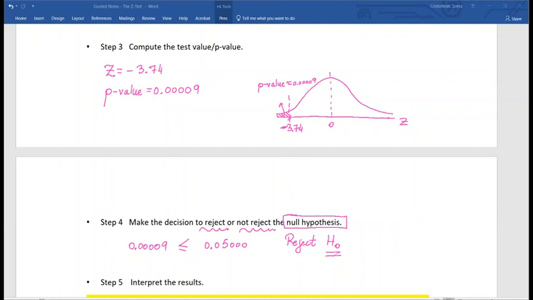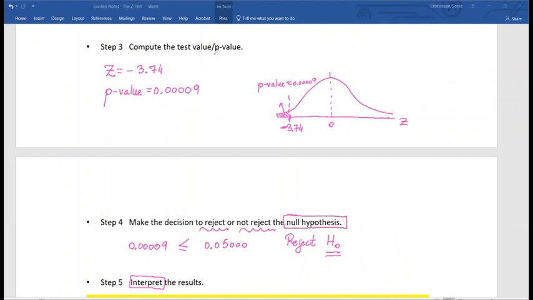Now, at this point, after I make the decision, I need to interpret the results. And this is very important. Make sure you interpret the results by stating this phrase, and you have to do it in a correct way. We already have the format in the previous video. It is in your text too. So let's take a look at how this looks like for this specific example.